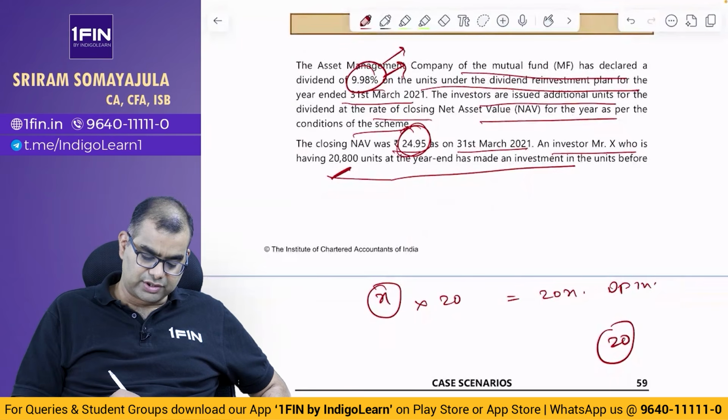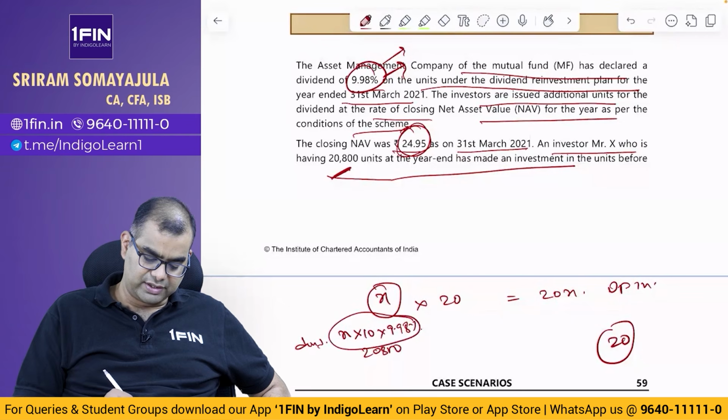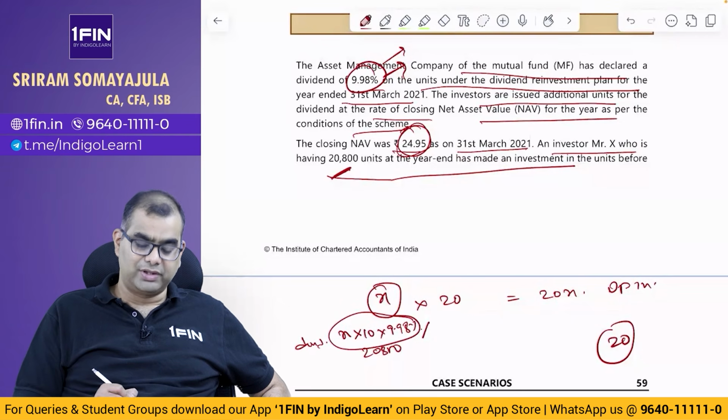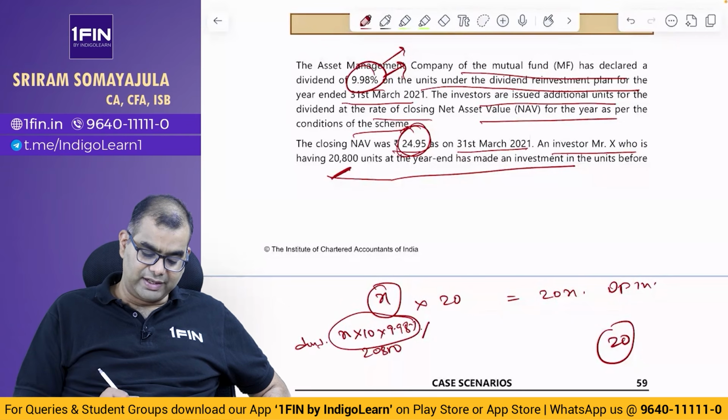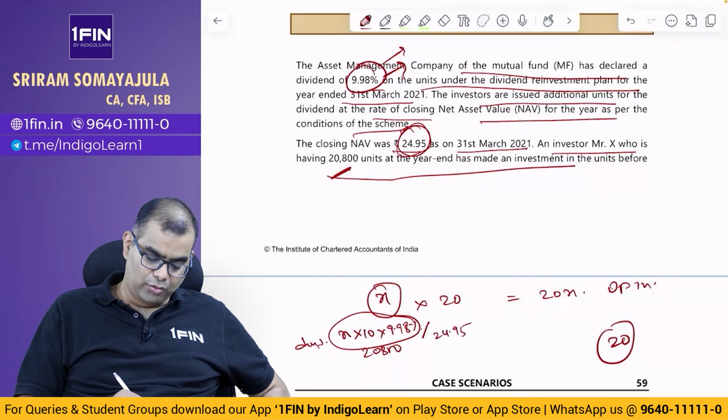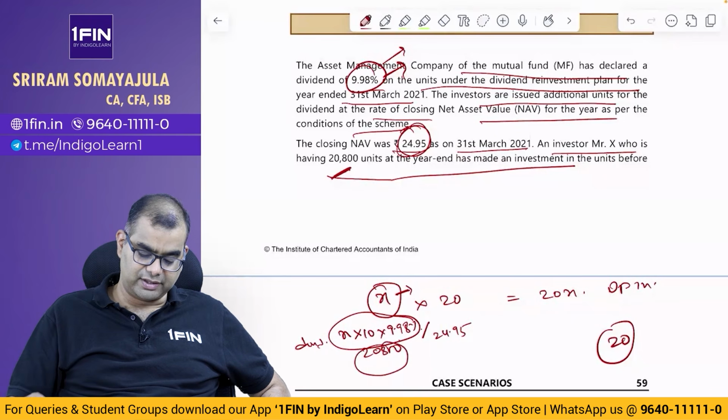Then his closing units was 2800. In between there was a dividend. How much was the dividend on this X? 10 rupees into 9.98%. Whatever is the dividend, this dividend divided by the NAV. NAV is what? NAV at the closing only. So 24.95. So you have opening some units, you added fresh units, and at closing you became 2800.